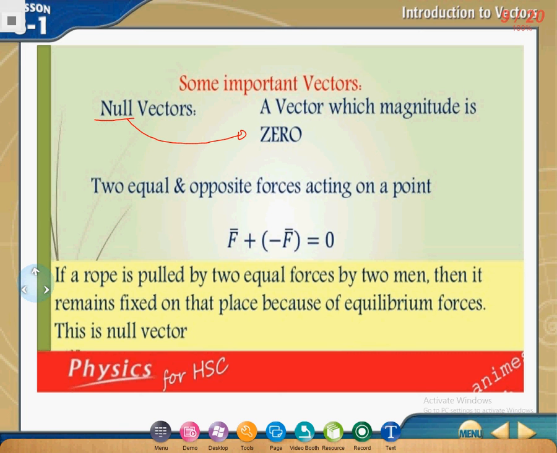It means if we have 2 equal vectors that are opposite, in the opposite direction, and you add them, the answer will be 0. Let's take an example. If a rope is pulled by 2 equal forces by 2 men, we have a rope here. This is the first man, and this is the second one. They are pulling on each side, and their forces are equal but opposite. This means we have equilibrium forces. The resultant force will be 0. That's what we call a null vector.